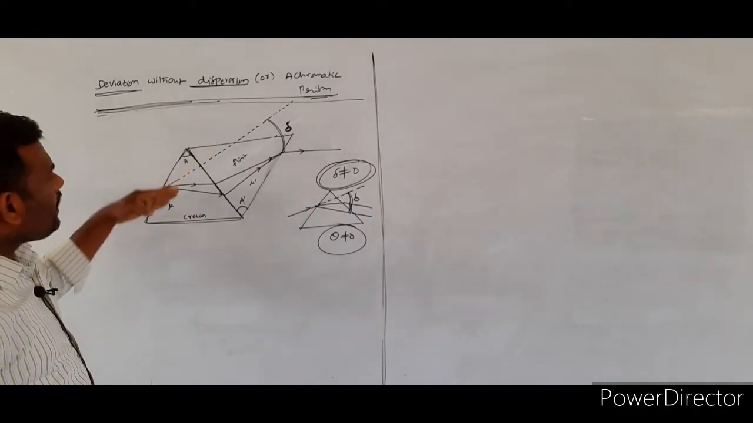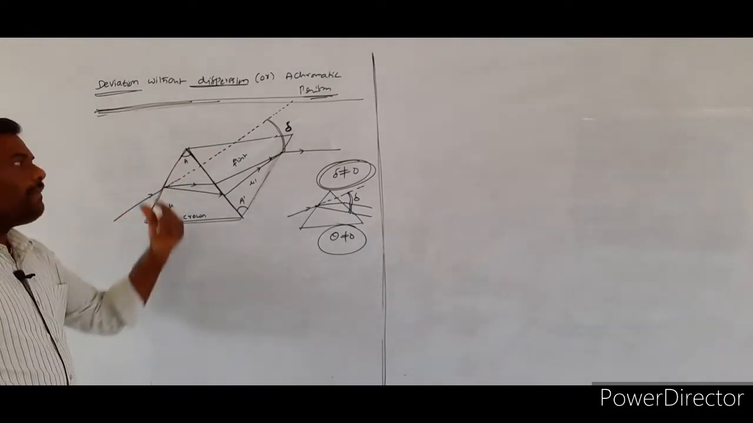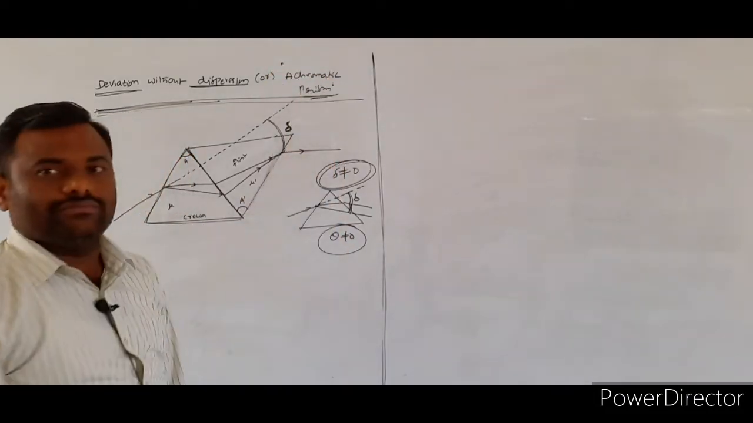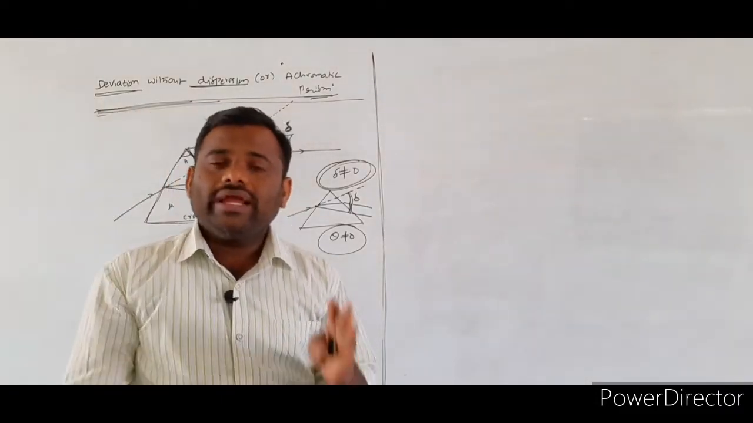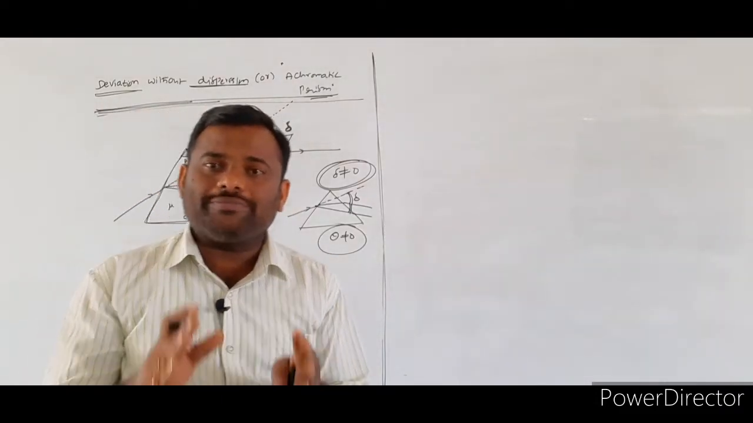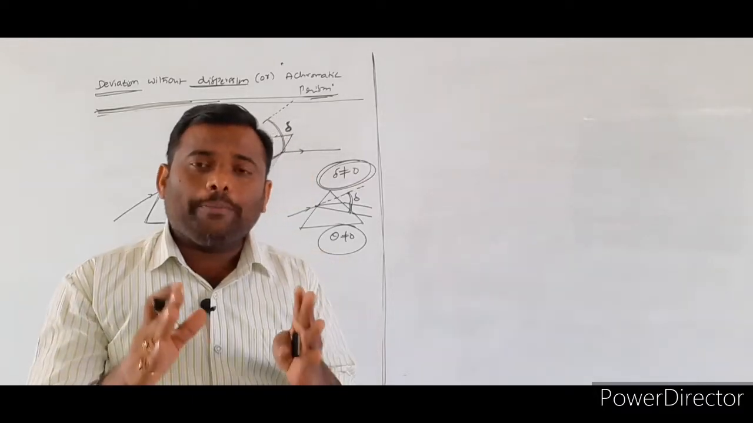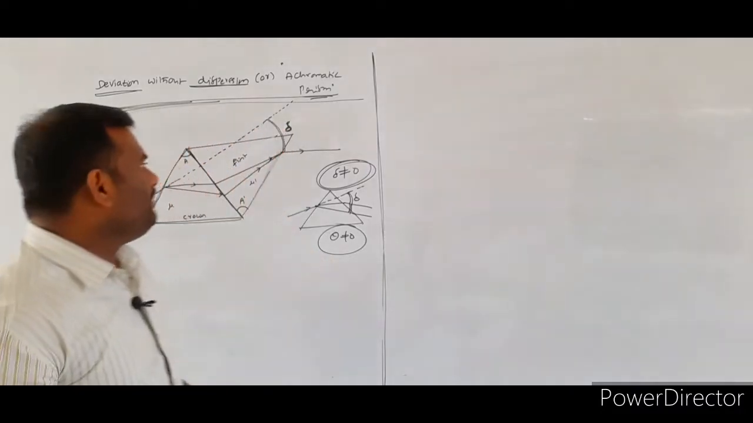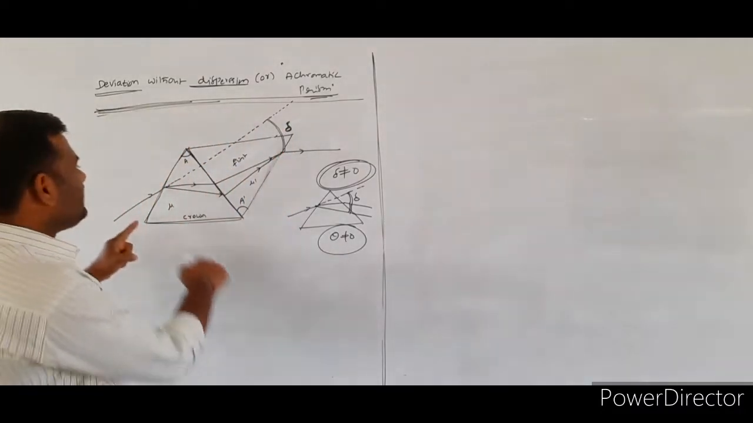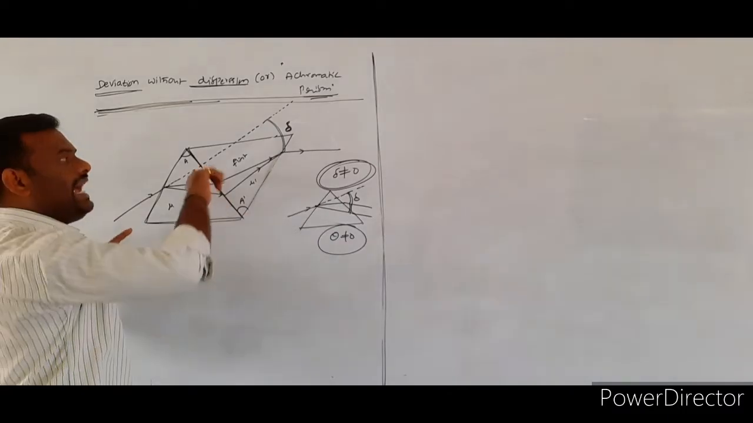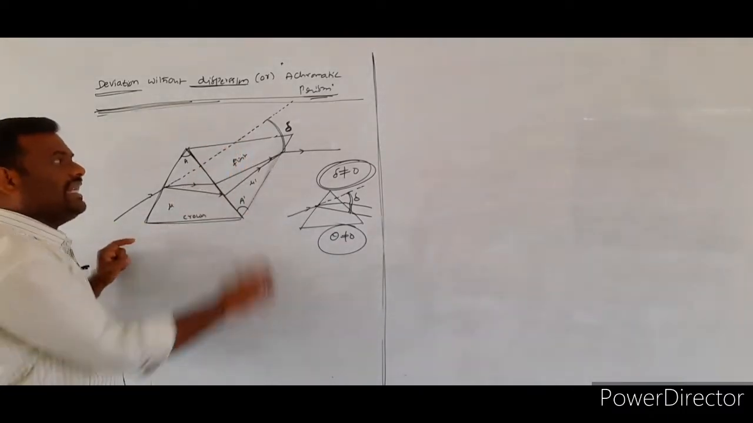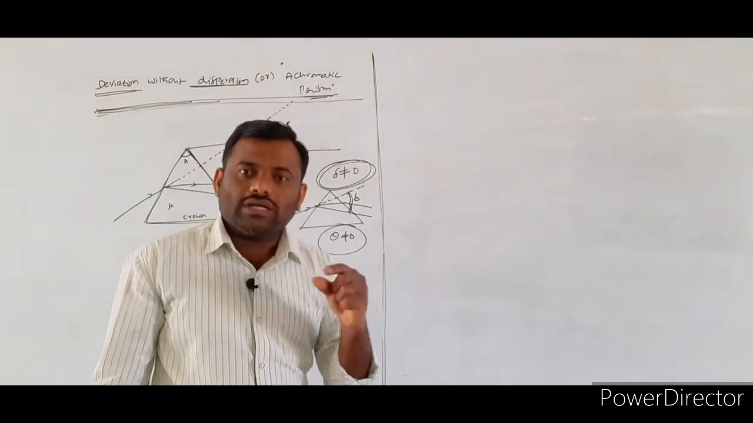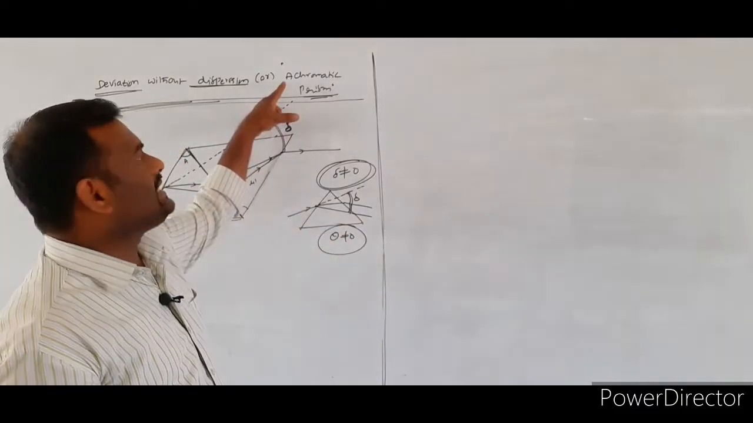Now coming to the concept of deviation without dispersion. Whenever you consider a pair of prisms, what do we call such prisms? Achromatic prism. What is an achromatic prism? It is a combination of two appropriate prisms arranged in reverse order. The first prism is arranged normally, and the second prism is reversed and attached to the first prism.